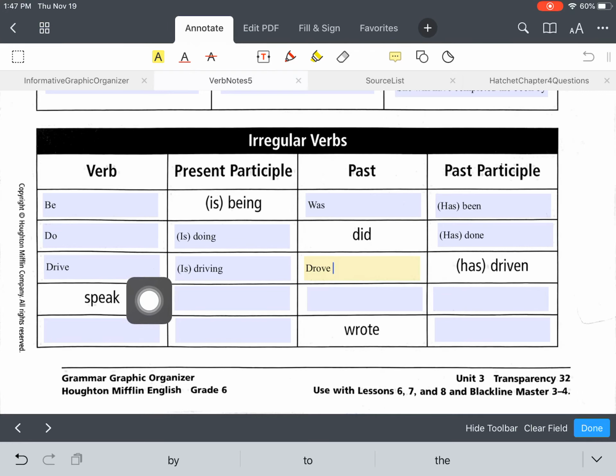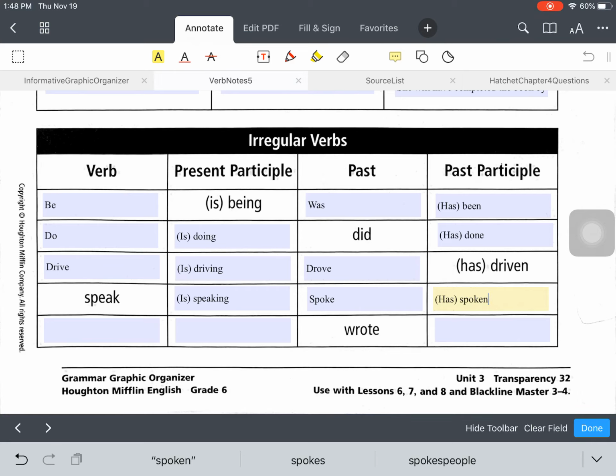Next, they give us the verb, which is speak. So the present participle is speaking, so we add ing. So she is speaking to the class. They are speaking to the class. And in the past tense, it's not speaked, so we don't add an ed. It's irregular, so it becomes a whole new word, spoke. So she spoke to the class. And then in the past participle, so if we add a helping verb like has, it becomes has spoken. So it's not has spoke, it's has spoken. So she has spoken to the class. They have spoken to the class.